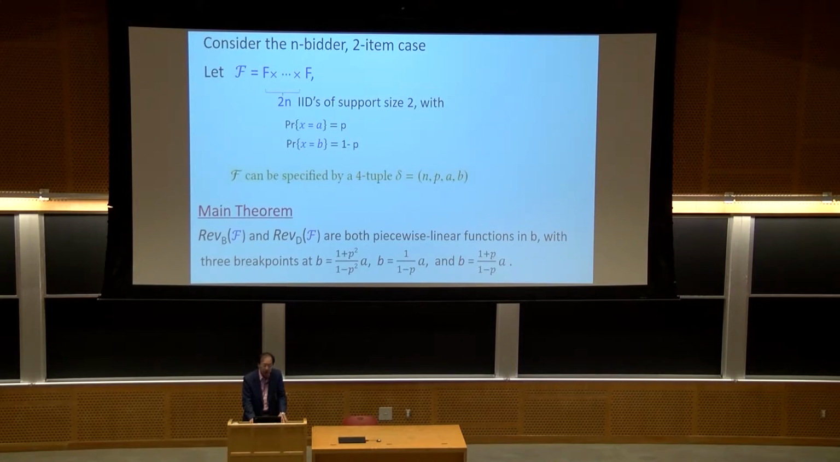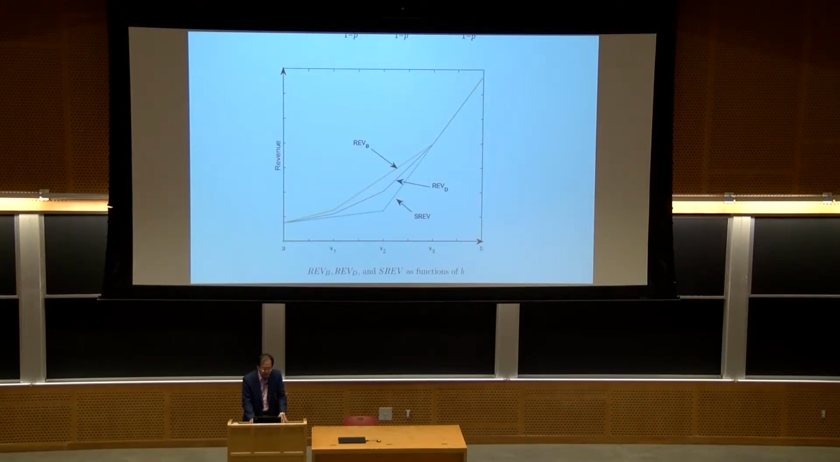Then it's piecewise linear, and they have 3 breakpoints. You start out with B very nearly equal to A, and as you go out, you encounter 3 breakpoints. Between the breakpoints, the optimal revenue functions are just linear functions in B. And interestingly, these breakpoints don't depend on N. They only depend on P, essentially. So the main theorem is that they are piecewise linear in B with these breakpoints.